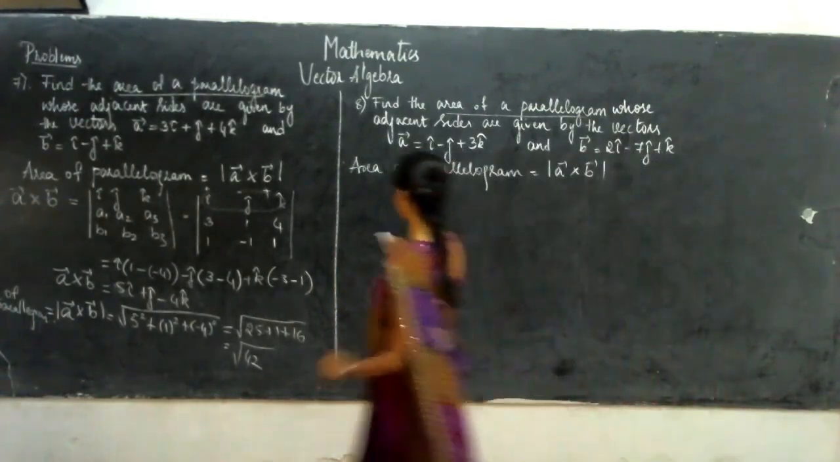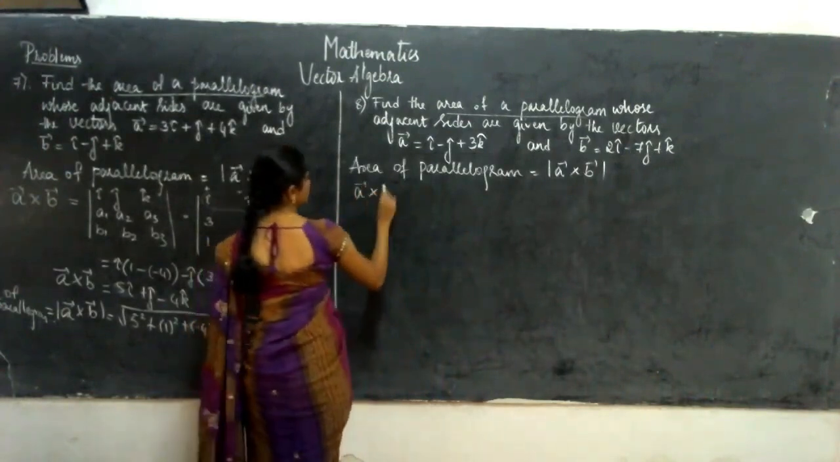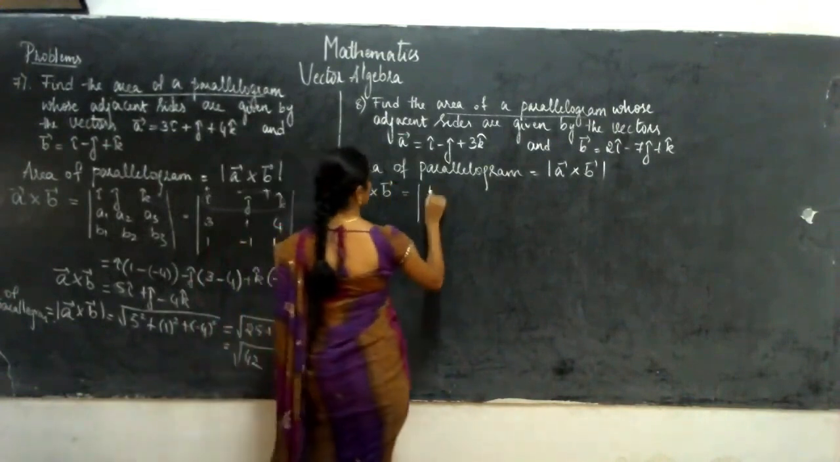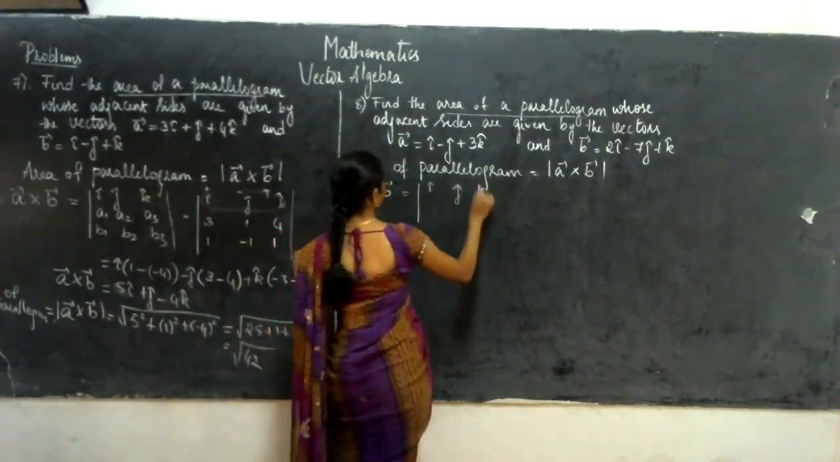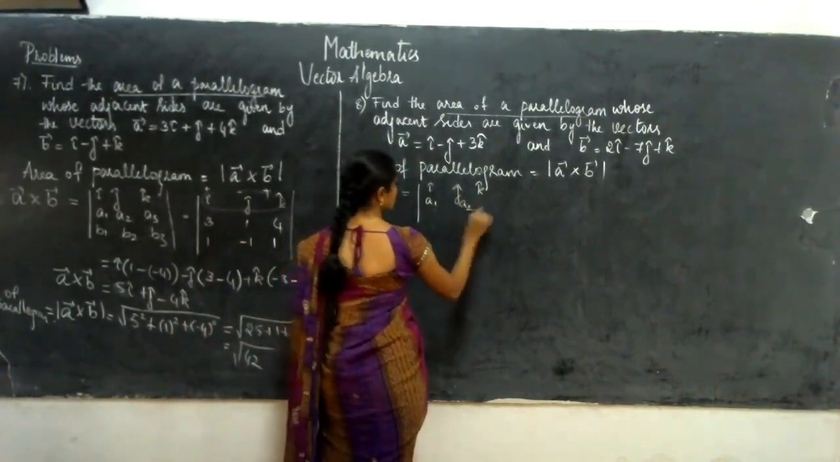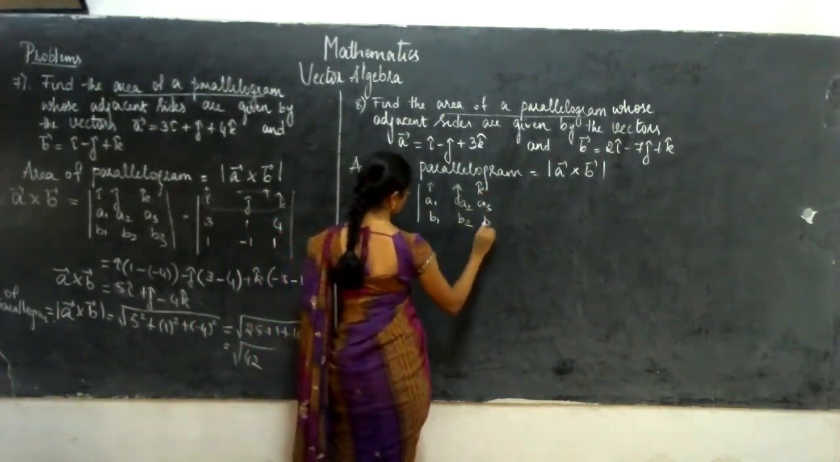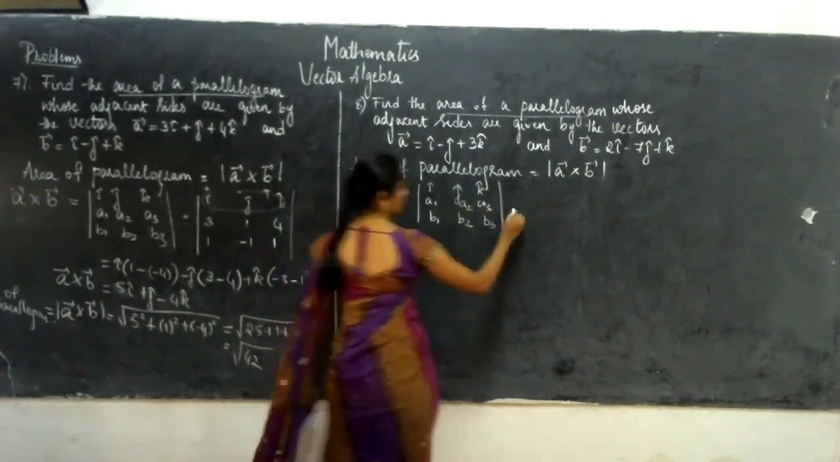Again, the first step is to find the cross product between the two vectors. So that is equal to, write the formula I cap, J cap, K cap. In the second row, the scalar components of the first vector. Third row, the scalar components of the second vector. Therefore, this is equal.